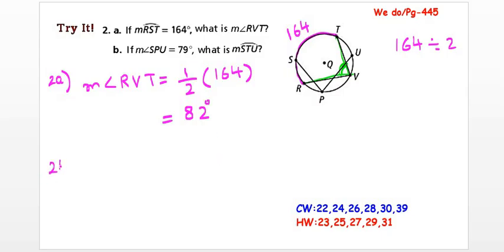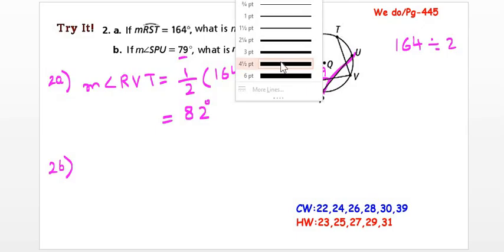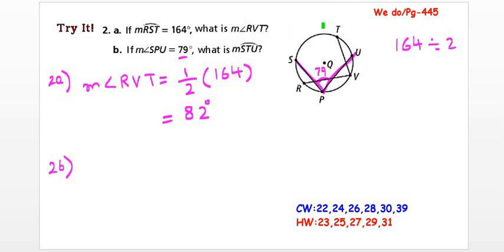What are they saying in the B part? They are saying angle SPU. So let me erase this and I will show you what they are talking about now. Where is angle SPU? So they are talking about this angle. What is the measurement of this angle? It's 79 degrees, right? Now they want us to find the measure of the arc. Which arc are they talking about? They are talking about arc STU. They are talking about this arc.